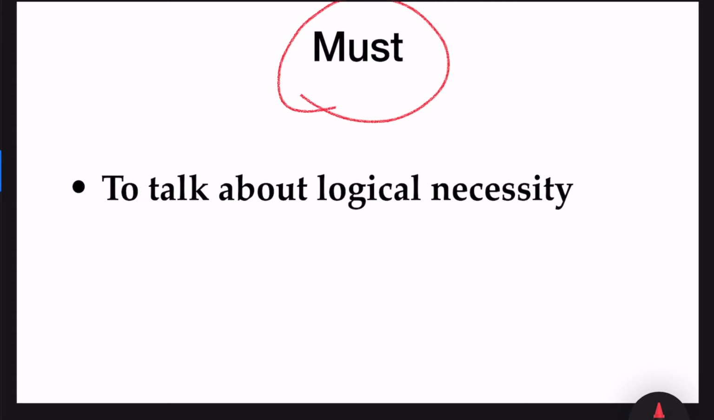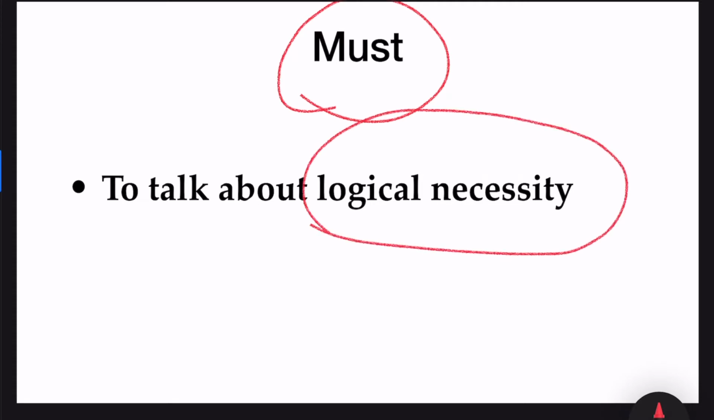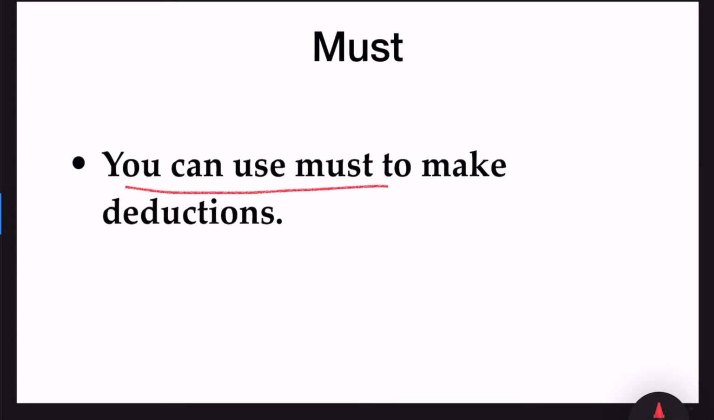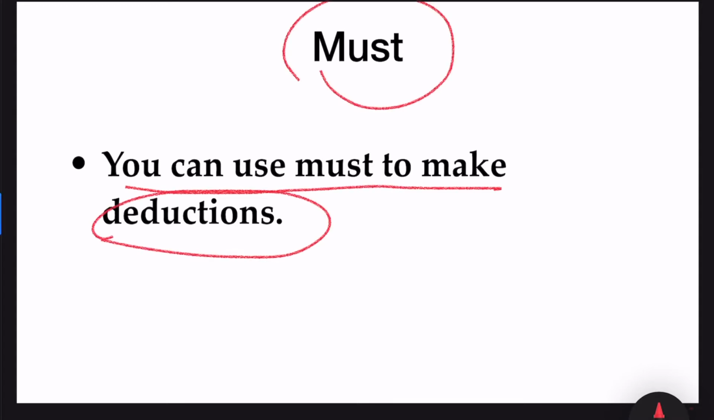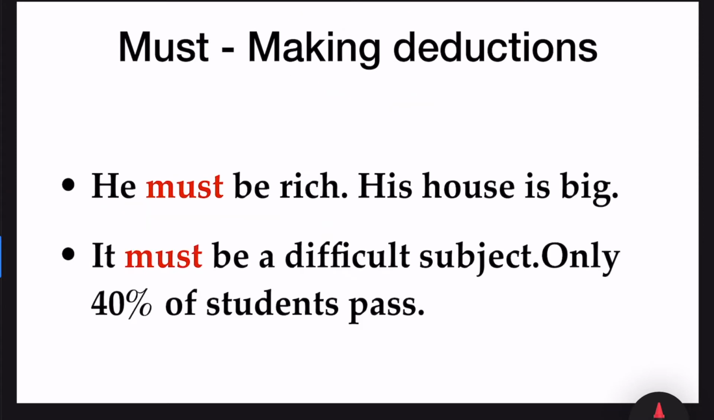Must is used to talk about logical necessity. You can use must to make deductions. Must is used to make deductions. Look at the example.